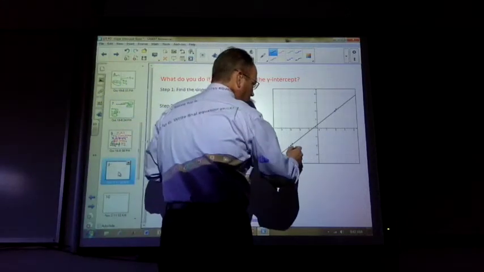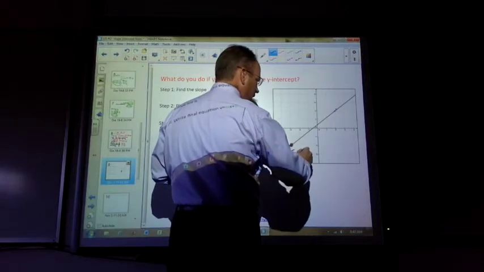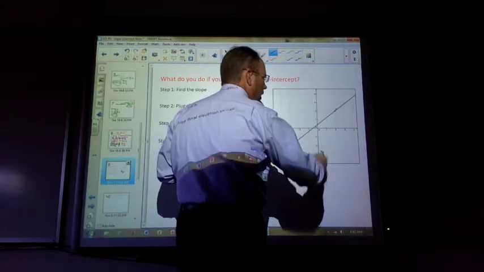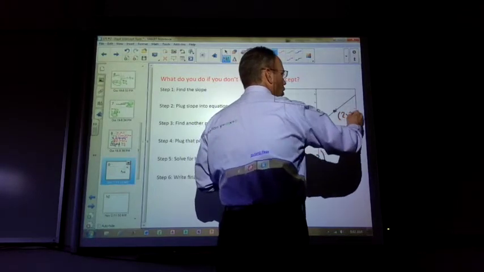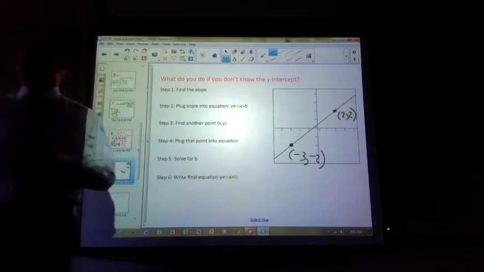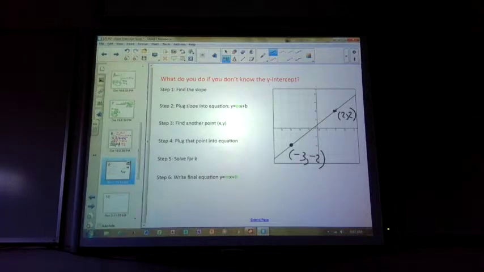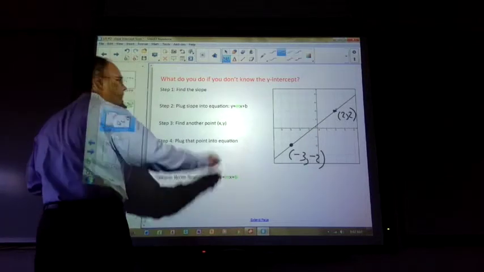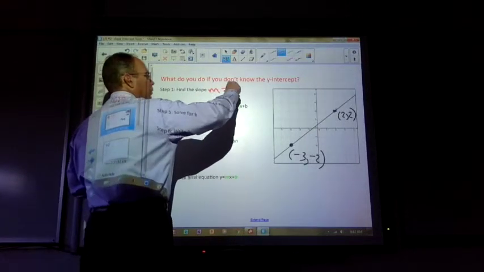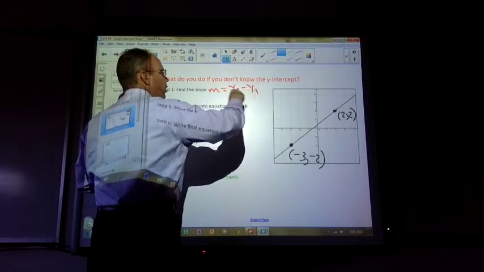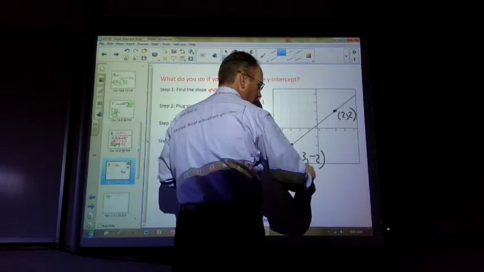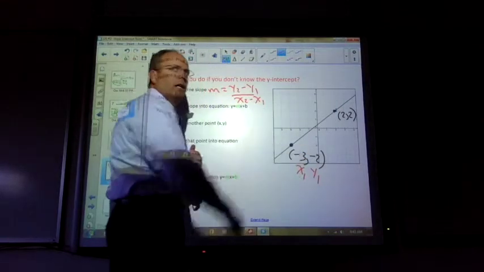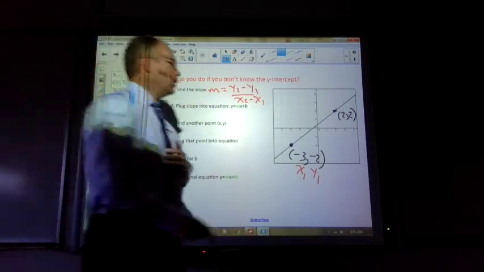Okay, so this is the point right here, -3, -2, and I have this other point that I know that is identified at 2, 2. So let's find the slope. I know the slope equation is y2 minus y1 over x2 minus x1, which means I have to label this x1, y1. Could I label that x2, y2? Yes.